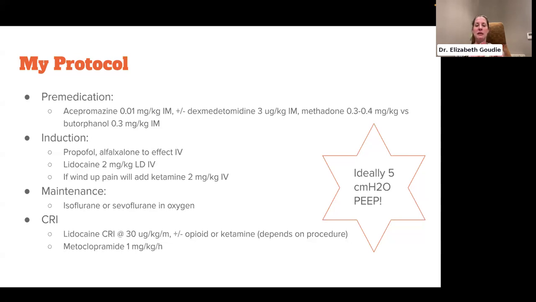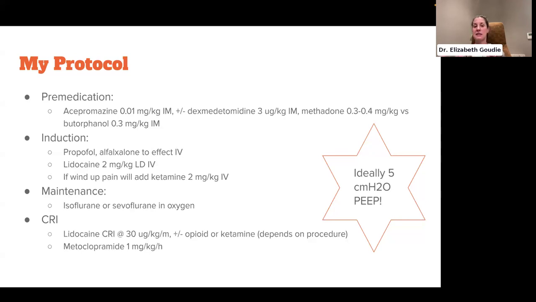My lidocaine, I really like the loading dose. One, it's a prokinetic. Two, it's a really potent and wonderful MAC sparer. Three, it decreases the cough reflex, and these guys already have a predisposition to have a very sensitive airway. And so I like the lidocaine as a bolus at induction. And then if they have wind-up pain, I'll add ketamine.